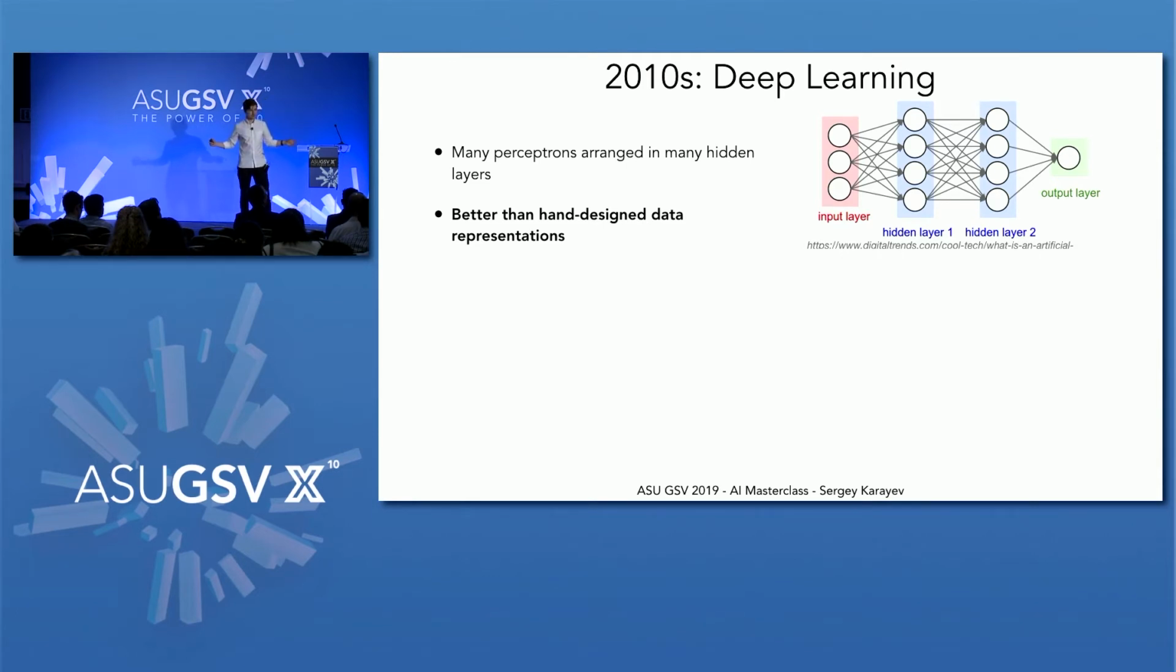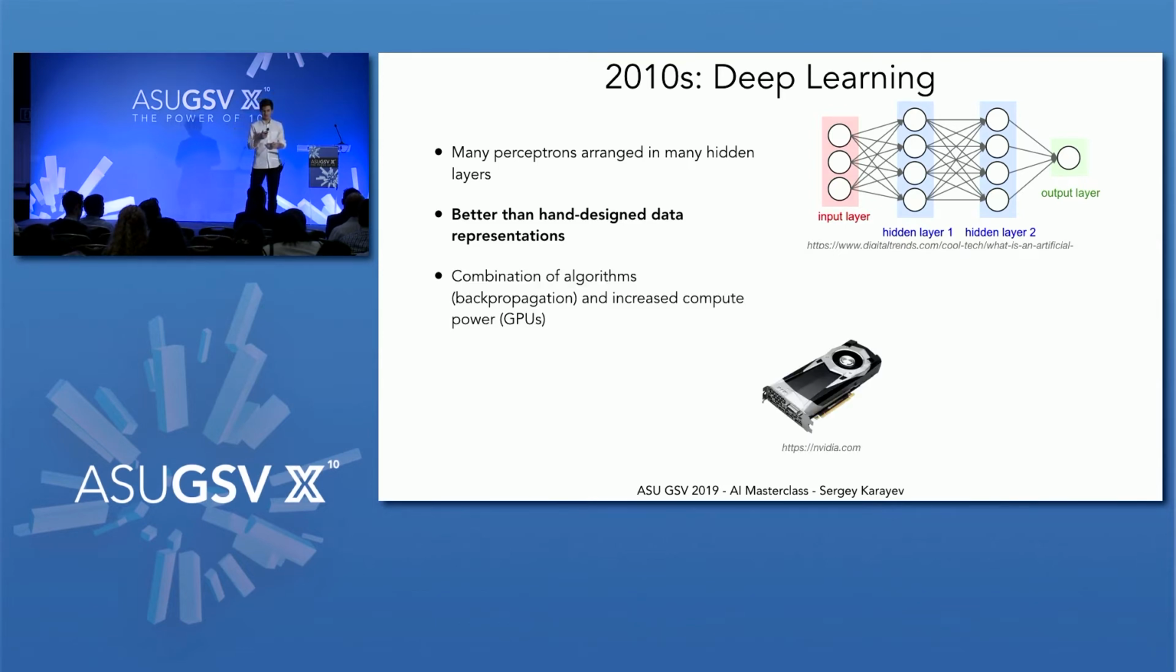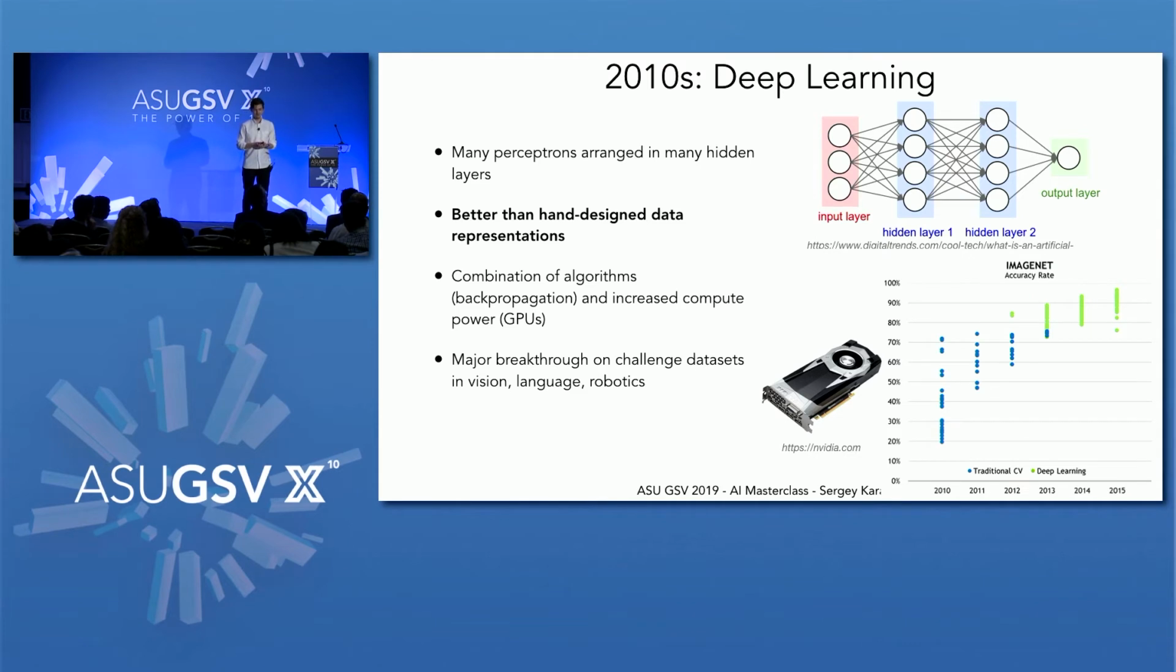Now you can just feed in image pixels at the bottom layer, and the network itself figures out the best way to extract features from it. The reason it really came to the fore is a combination of algorithms, such as backpropagation for training these networks, but also increased compute power, super important, and mostly on NVIDIA GPUs, which is why NVIDIA is so successful today, and Bitcoin. And then there are also major breakthroughs on challenge data sets in vision, language, robotics, basically all the fields of AI.